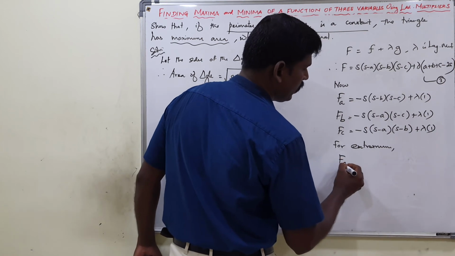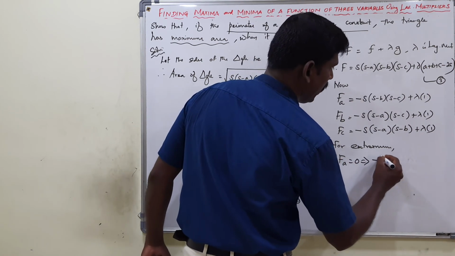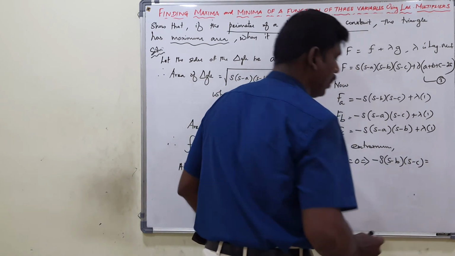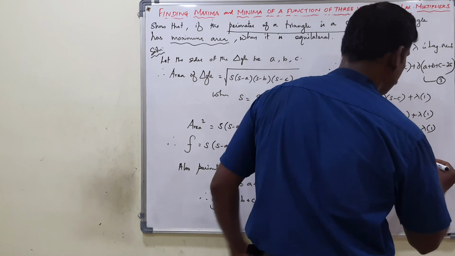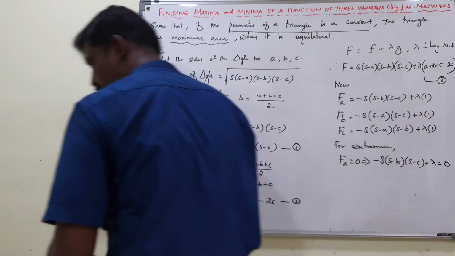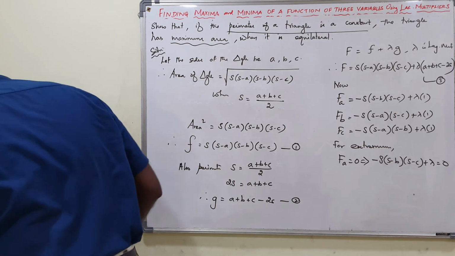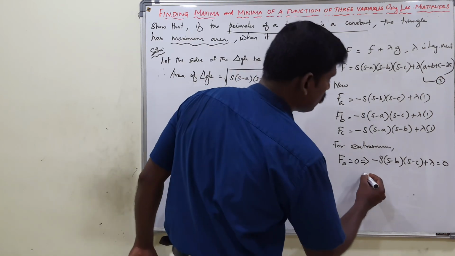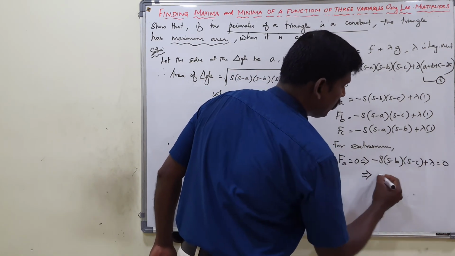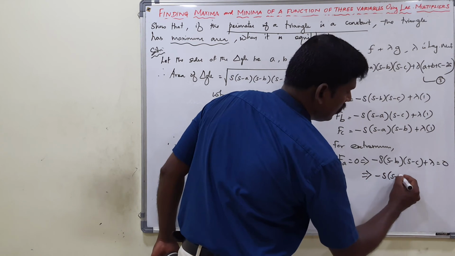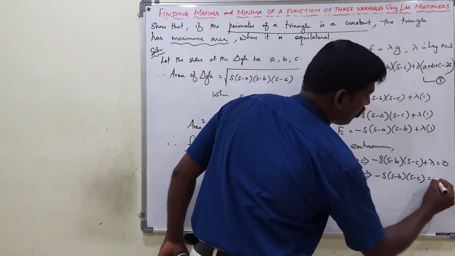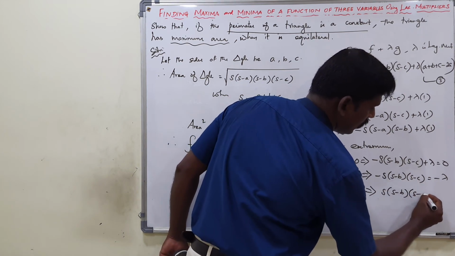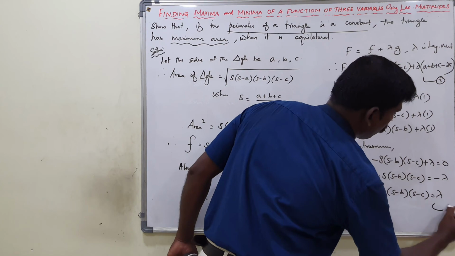For extremum, we have to equate FA equal to 0. This implies minus S into (S minus B) into (S minus C) plus lambda equal to 0. Okay, right? So this implies what? Take this lambda into the right hand side: minus S into (S minus B) into (S minus C) equal to minus lambda. This implies S into (S minus B) into (S minus C) equal to lambda. I call this equation number 4.